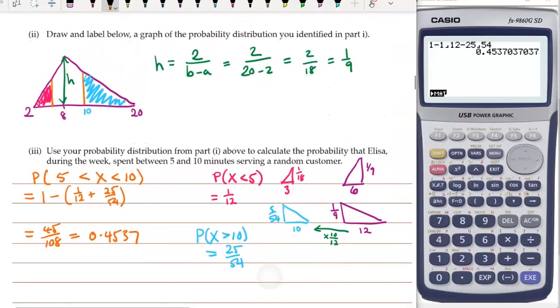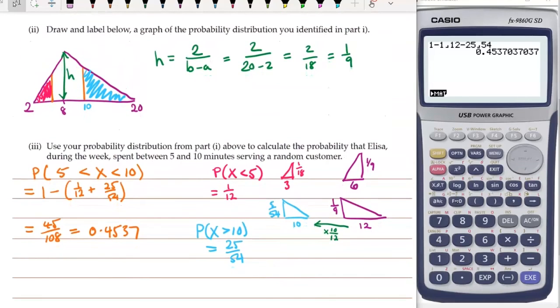Just before I move on, you can do this using the formula sheet for triangular distribution to get the heights of those pieces that way. I just prefer to use similar triangles.